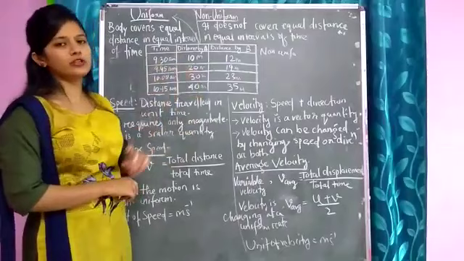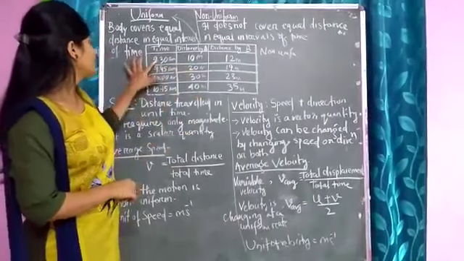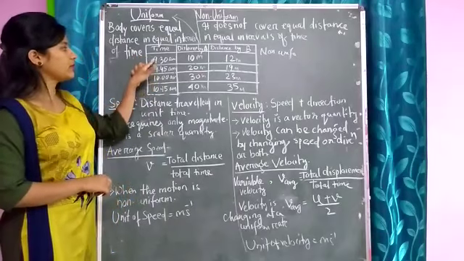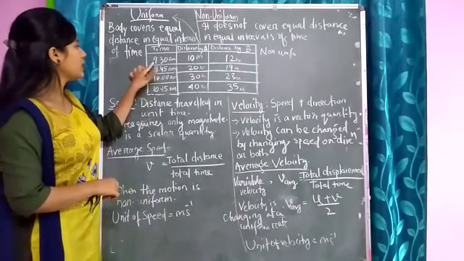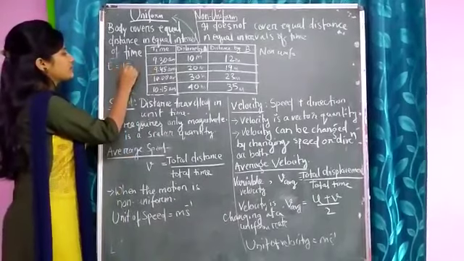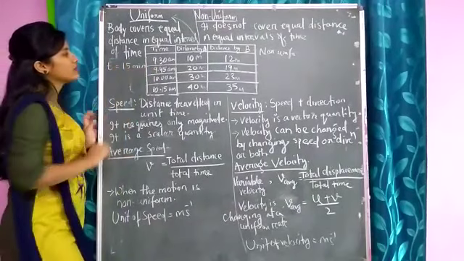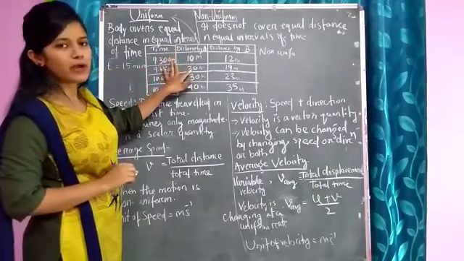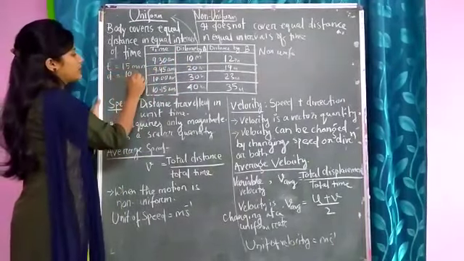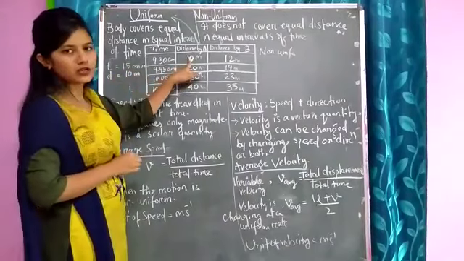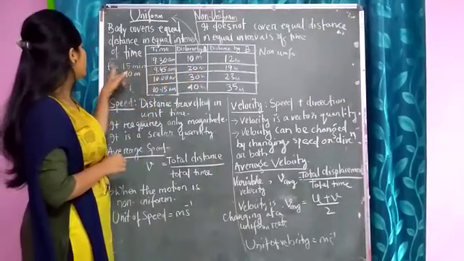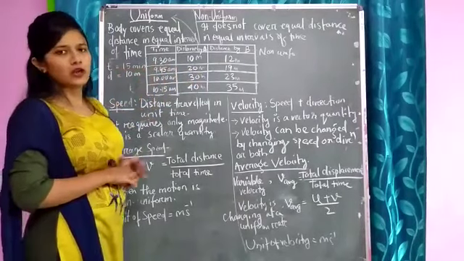So let us go for the same example. For the first case, what is the time interval? The time interval is 15 minutes. So the time is 15 minutes, whereas what is the distance travelled by him? The distance is 10 meter, 20 minus 10. So the total distance is 10 meter, and the total time is 15 minutes.